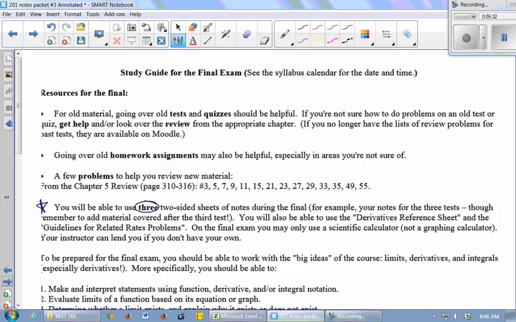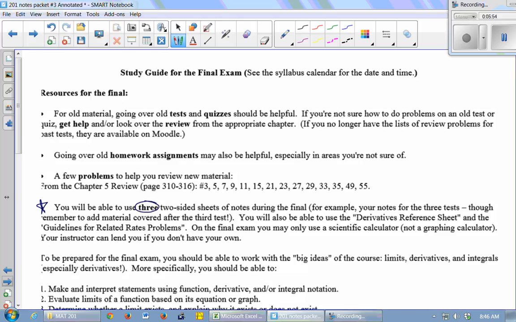You can also use the derivatives reference sheet and the guidelines for related rates problems. Those count separately? They count separately, yeah, in addition to your 3 sheets that you create. You can use only a scientific calculator, not a graphing calculator. I will have some to lend if you don't have one of your own.